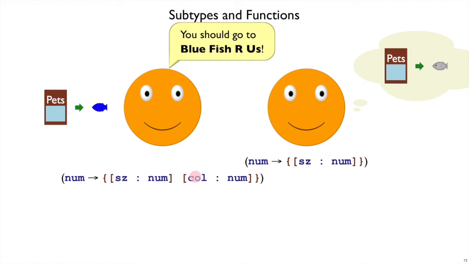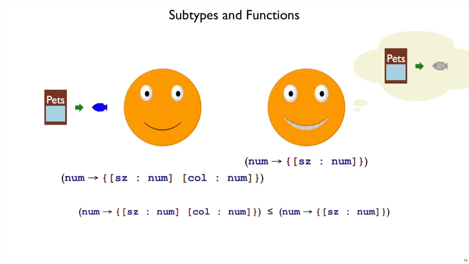Is Bob going to be happy with this? Well, it seems like Bob should be happy. He wanted a fish. He goes to the store. He's going to get a color fish. A color fish is a fish. So yes, Bob is going to be happy.